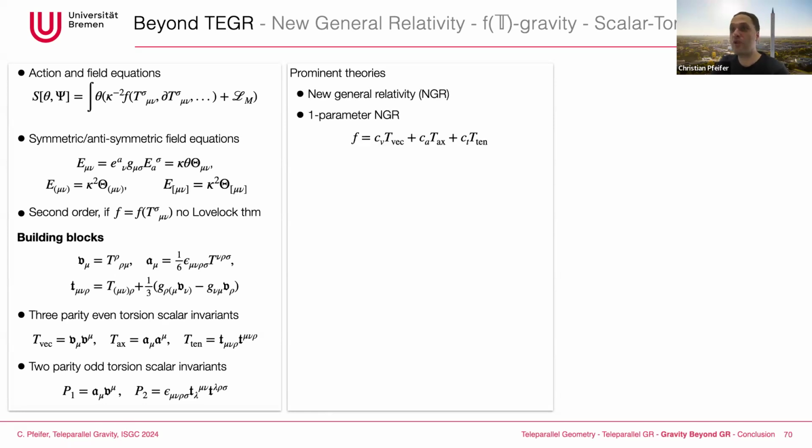For example, one could look at what's called new general relativity, or one parameter new general relativity. That is looking at the most general quadratic parity-even torsion scalar you can form, and that is this one, parametrized by three parameters, c_V, c_A, c_T, which for general relativity take a very specific value, which we had on the previous slide. And this theory has been suggested a long time ago. I will discuss it a bit further in a moment.